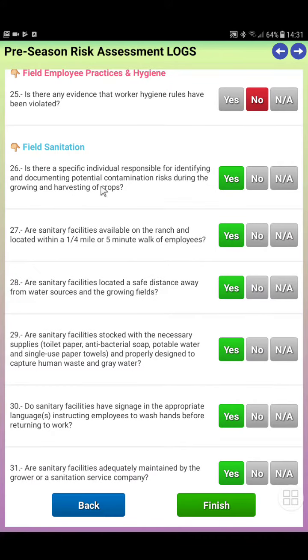Field sanitation. Is there a specific individual responsible for identifying and documenting potential contaminant risks during the growing and harvesting of crops? Yes, you have your field supervisor and you have your food safety manager. Are sanitary facilities available on the ranch?